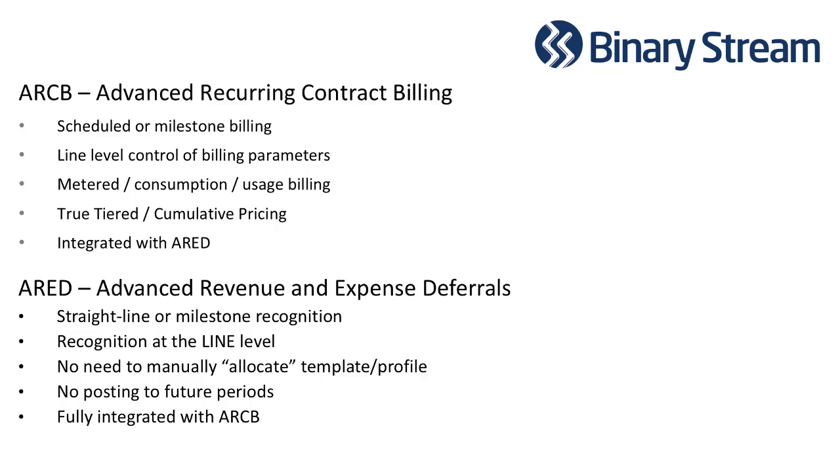So on one contract, we may have an annual item that's deferred over 12 months. We may have a milestone item that's recognized only as certain milestones are met. There's no need to manually allocate templates or profiles or do any manual intervention, unless, of course, you need to. And we don't post to future periods.